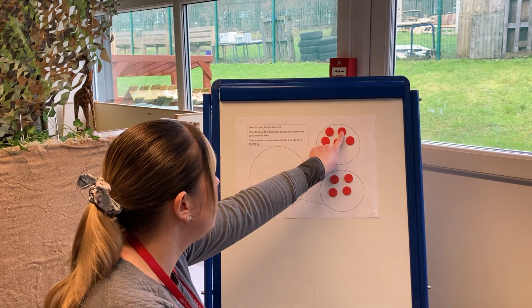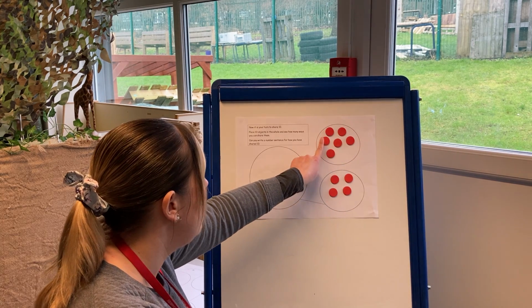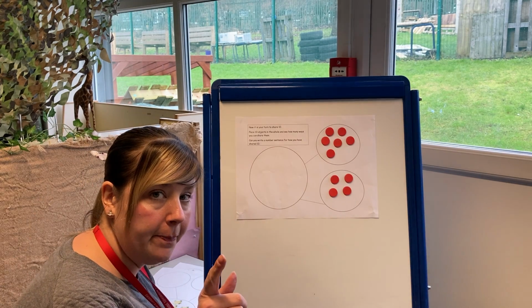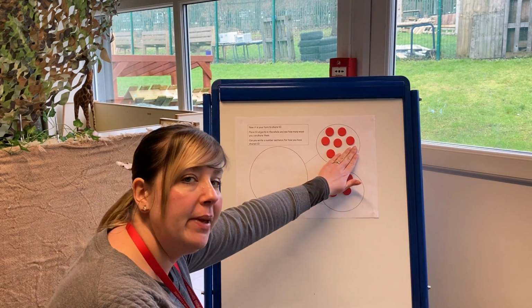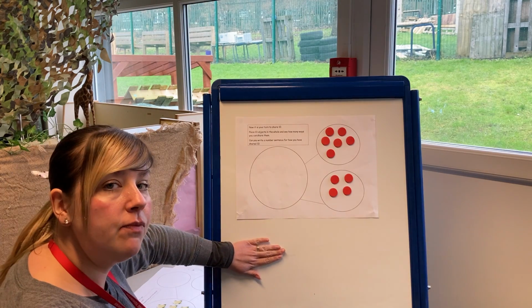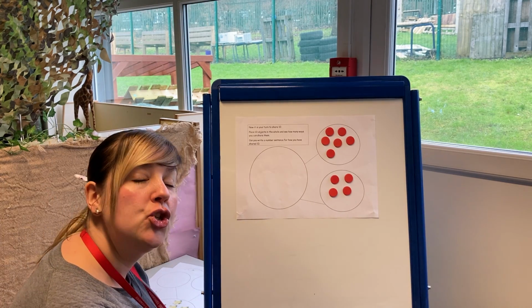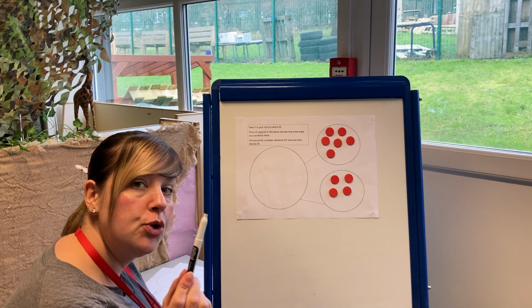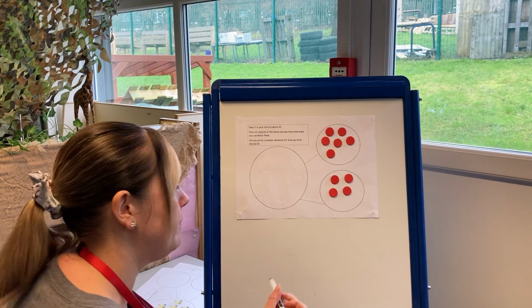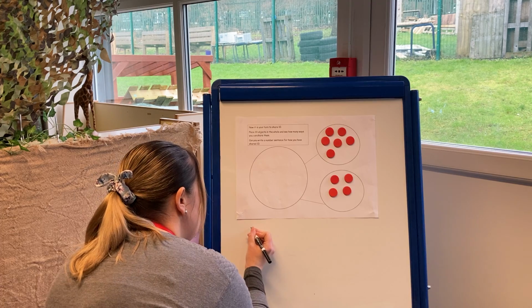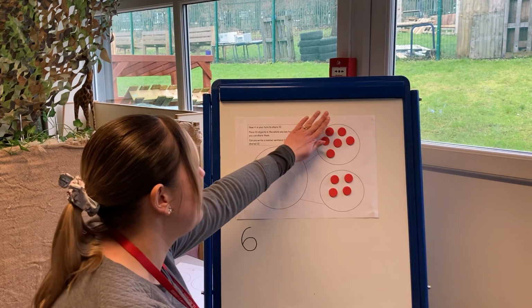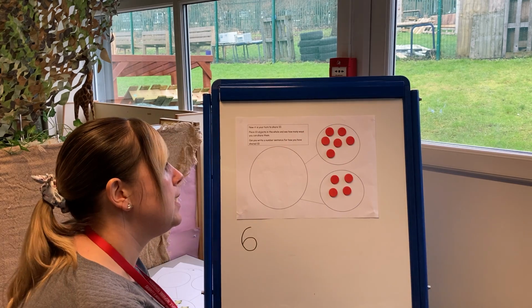1, 2, 3, 4, 5, 6. Now this time, I'm not going to write the number here. I'm going to write it underneath. So you can use a piece of paper or you can use your whiteboard and your pen. So we've got 6 here, so I'm going to write 6. So I remember that I put 6 in here.